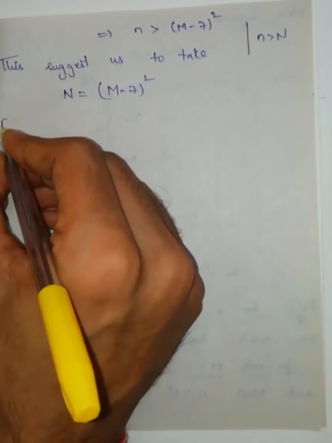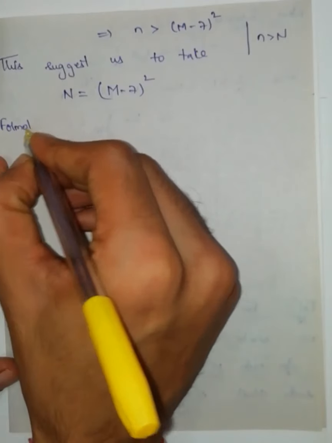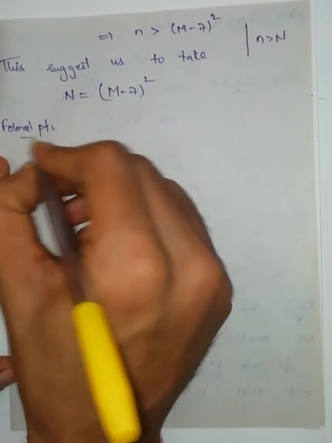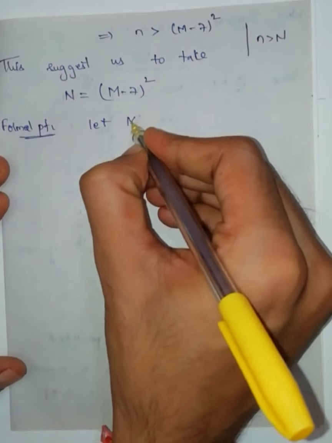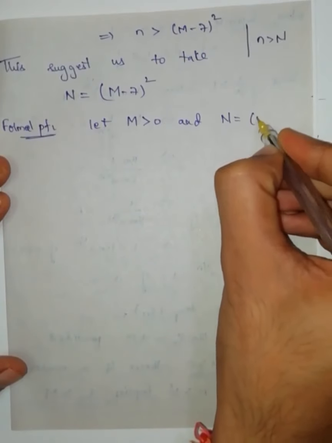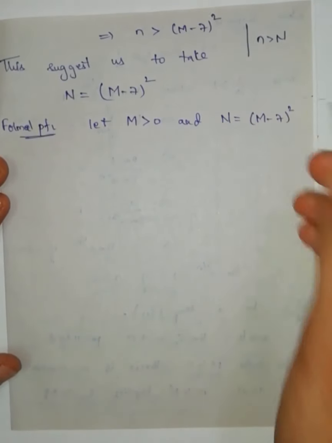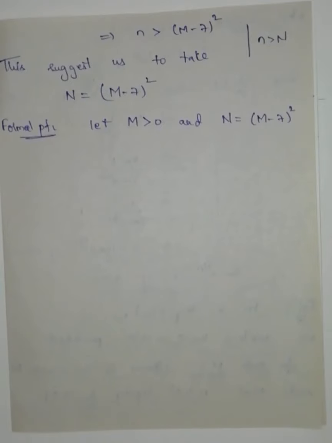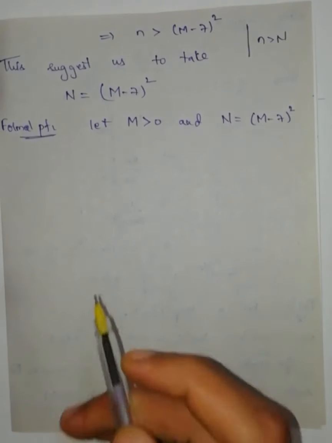So now the formal proof. Let capital M greater than 0 and capital N equal to (capital M minus 7) whole square. In most textbooks we discuss only the proof, but not how to get the capital N. In this prescribed textbook, first we discuss what the capital N value should be before proving, so that we get the answer.